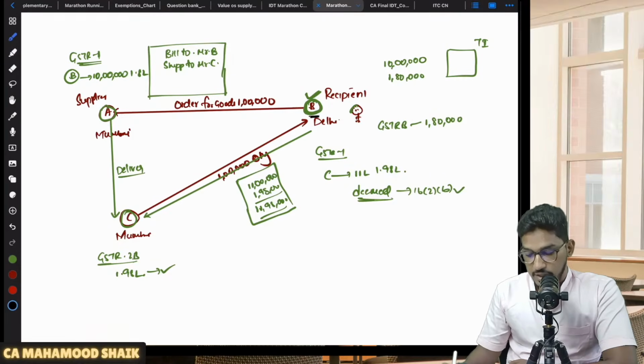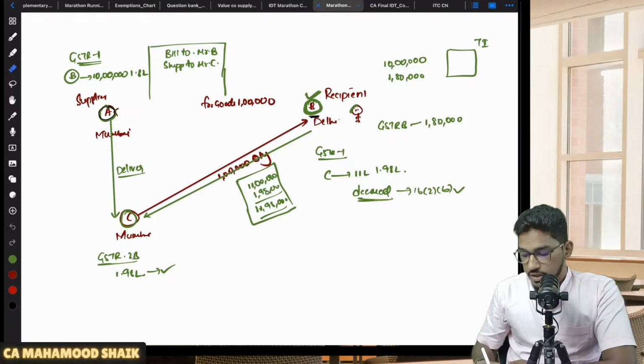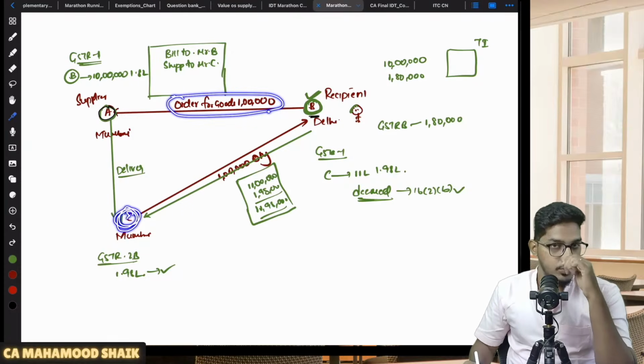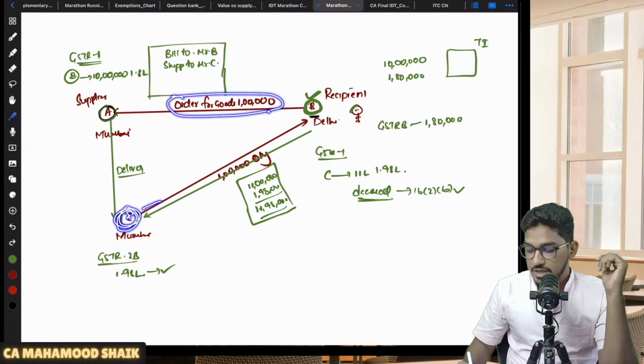There is a person, Mr. B, who ordered 1 lakh quantity of goods from Mr. A, and he was supposed to deliver it to Mr. B. So A, the supplier, is located in Mumbai, the recipient is located in Delhi. So B placed an order with Mr. A asking for 1,000 quantity of goods to be delivered to Delhi. But in the meantime, what happened is, this B is having another customer, who is also in Mumbai. He placed an order for the same 1 lakh quantity of the goods with Mr.